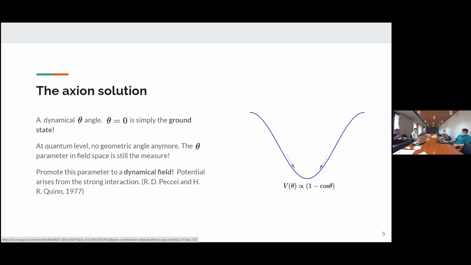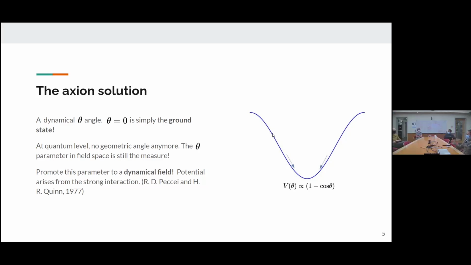And axion is a really nice solution to it, because we can imagine maybe this theta angle is not a fixed value, and it's a dynamic angle, and theta equal to 0 is simply the ground state. So of course, at a quantum level, we don't have this geometric angle anymore. We shouldn't think about that. But we still have this theta parameter in field space, and it's still the measure for your CP violation. So we can promote this parameter to a dynamical field, and you will have some potential arising from strong interaction, which is given by this cosine potential. If you start from some non-zero theta value, it will just naturally relax to the ground state, which will eventually give you theta equal to 0, which will give you an exact CP symmetry in strong interaction. And this was done by Peccei and Quinn in 1977.